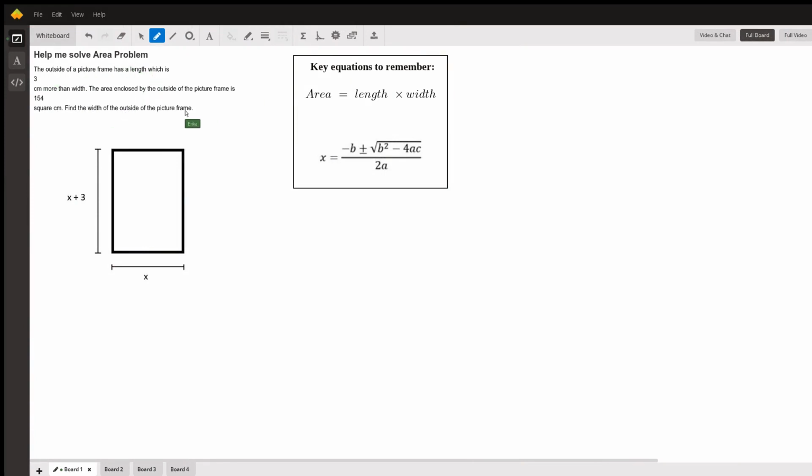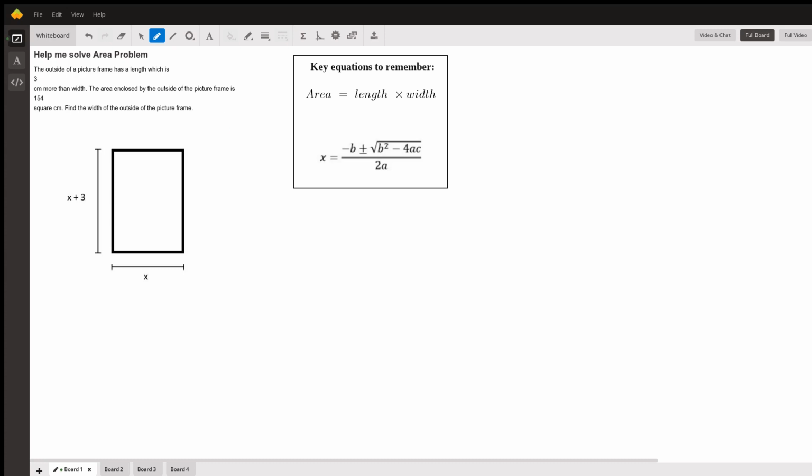This problem demonstrates how you can use quadratic equations to solve these classic area scenarios, like what is given here in this problem. We are told that we have a picture frame, and this particular frame has a length which is 3 centimeters more than its width, and that the area enclosed by the outside of the picture frame is 154 square centimeters. And we are tasked to find the width of the outside of the picture frame.